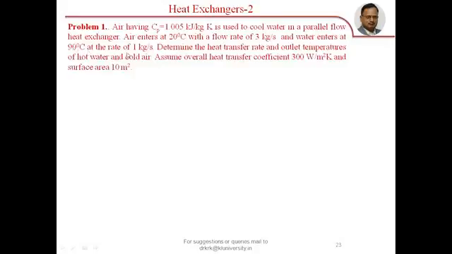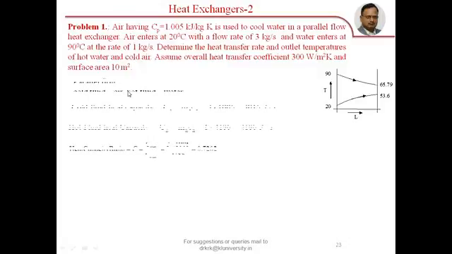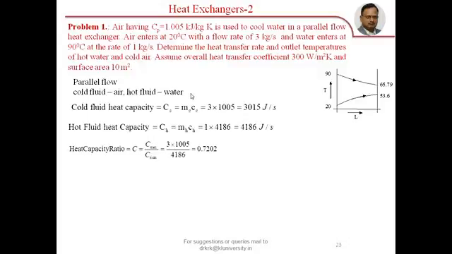Air enters at a flow rate of 3 kg per second, and water enters at 90 at the flow rate of 1 kg per second. Determine the heat transfer rate and outlet temperatures if you know the overall heat transfer coefficient and the area of the heat exchanger. Typically only the two inlet temperatures are given, and the outlet temperatures of both fluids are unknown. So you can't directly use the equation Q equal to MHCH delta TH, or MCCC delta TC, or UA equal to LMTD, because in each equation there are two unknowns. So obviously, only when two temperatures are given, we have to go for the effectiveness NTU method.